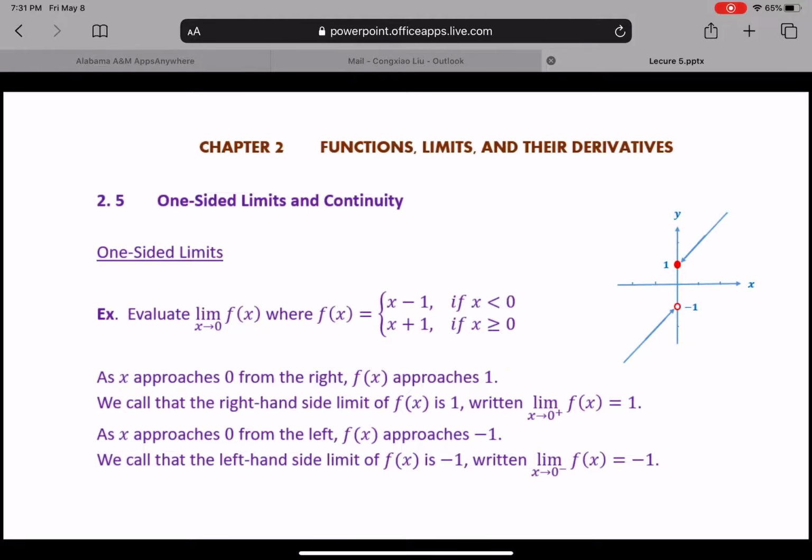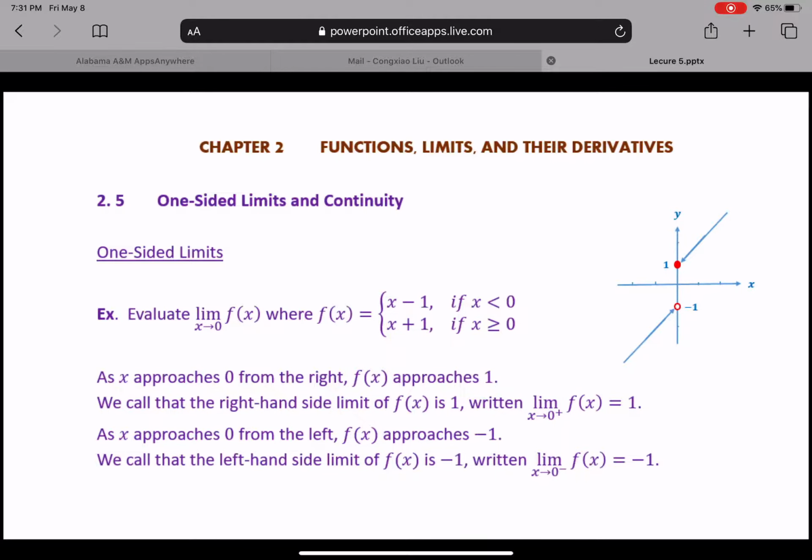f(x) is 1, and we write the limit of f(x) as x approaches 0 plus equals 1. So we use the plus sign at the shoulder of 0 to denote it's the right side limit. Similarly, as x approaches 0 from the left, f(x) approaches negative 1 from the graph. We call that the left-hand side limit of f(x) is negative 1, and we write the limit of f(x) as x approaches 0 minus on the shoulder equals negative 1.